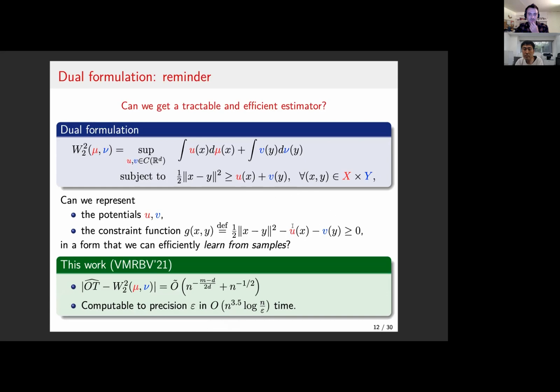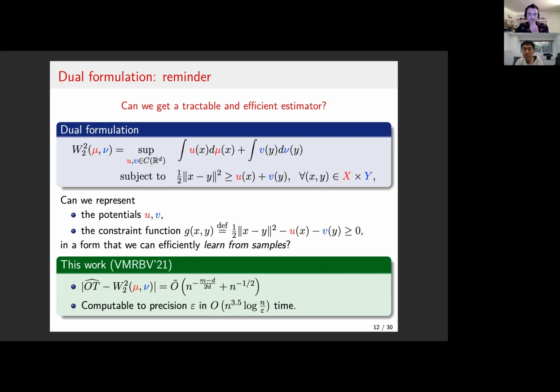And just a little teaser, what we obtain is an estimator OT hat, which has a rate that goes to 1 over square root of n when the smoothness goes to infinity, actually when it's bigger than 2D. And that can be computed to precision epsilon in time greater of n to the 3.5 log n over epsilon.